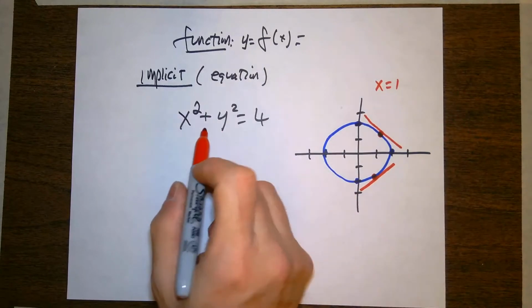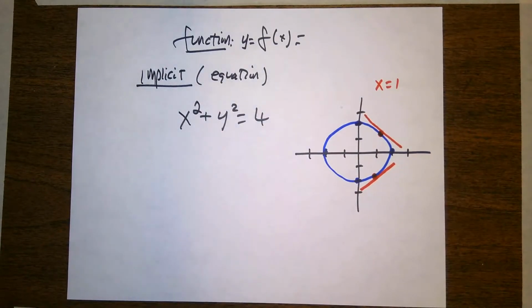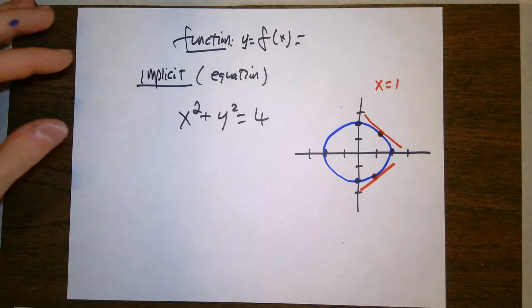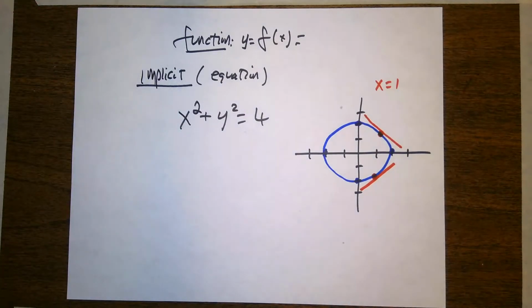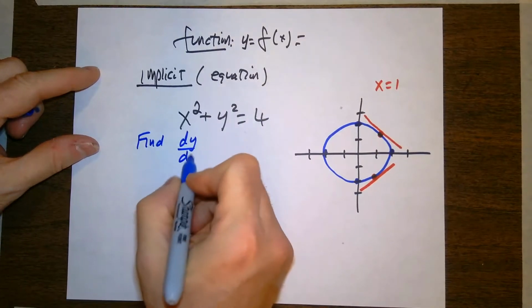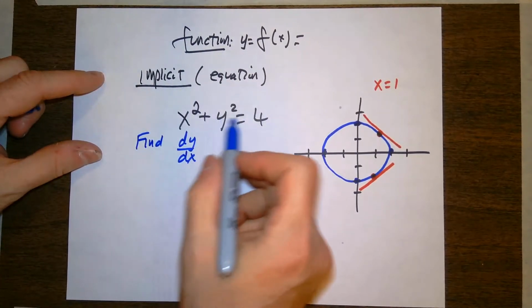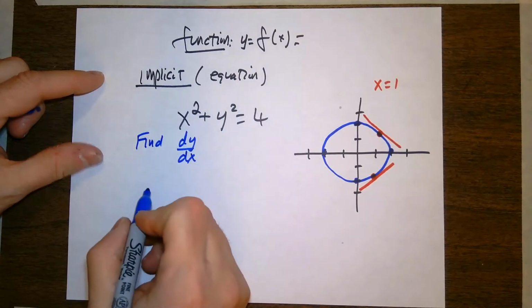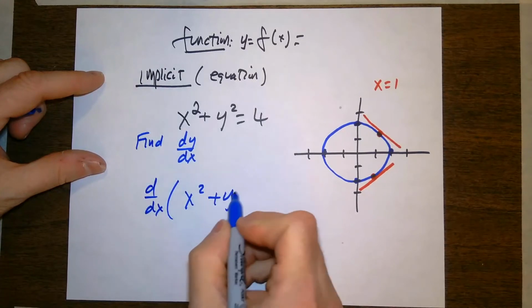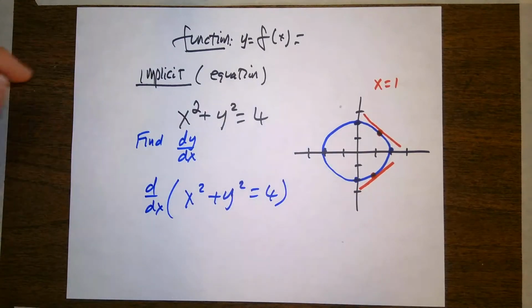But how would we take the derivative of this? Well, this is where implicit differentiation comes in. So we're going to find dy/dx. I'm going to be a little bit specific here: we want to find the derivative, dy/dx. So I'm going to take the derivative with respect to x of the equation x squared plus y squared equals 4.